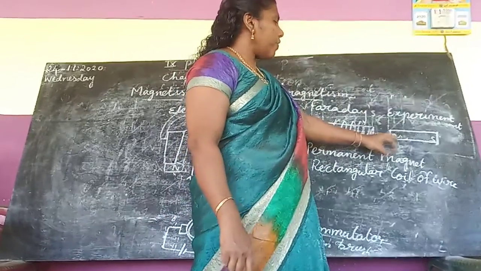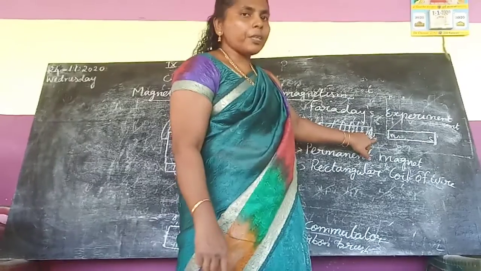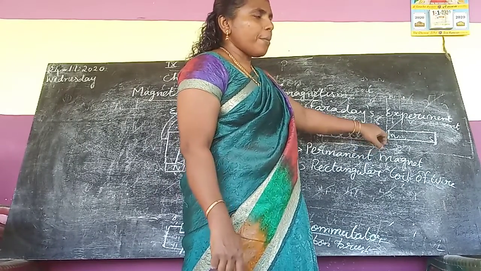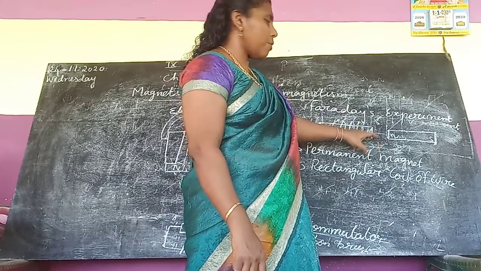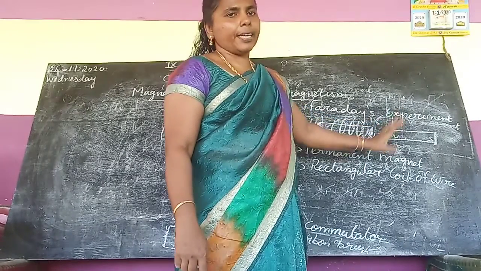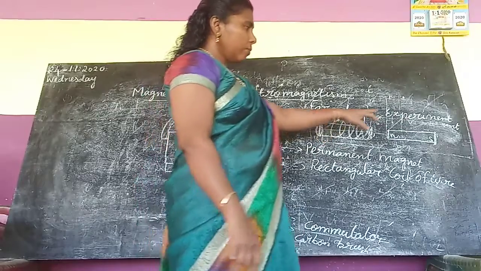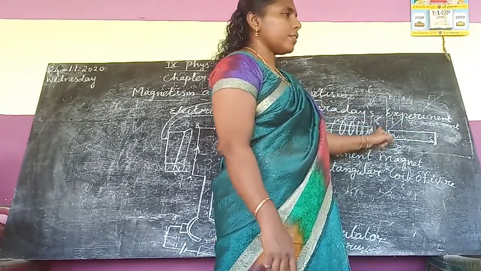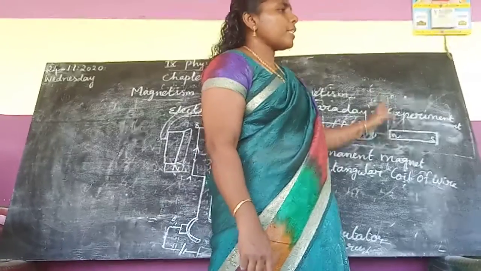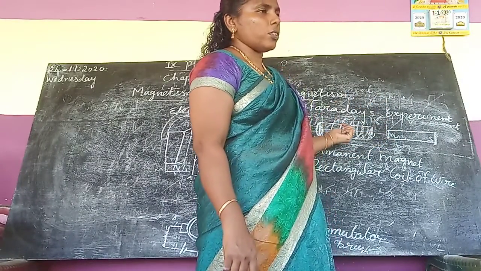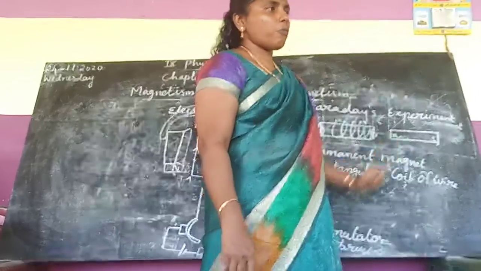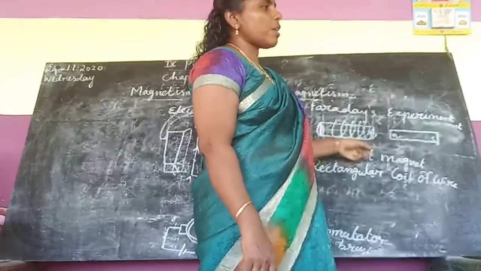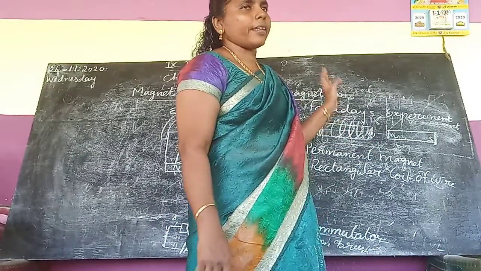When the magnetic flux linked with the coil changes, the EMF will be produced. This induced EMF is called electromagnetic induction. So the coil and the magnet, this area is called the magnetic flux. EMF means what? Electromotive force. The EMF will be produced. This induced EMF is called electromagnetic induction.